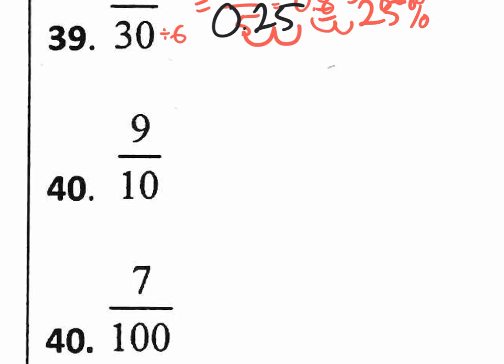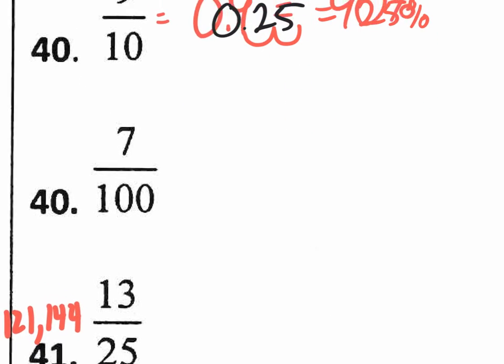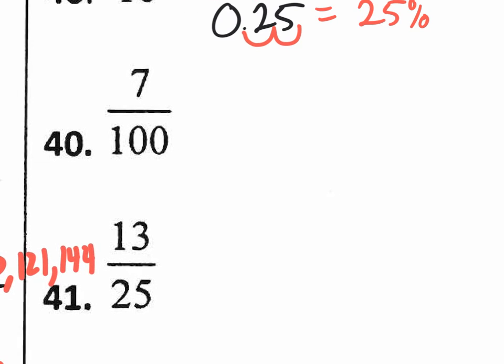9/10. Convert that to a decimal. 0.9. If you just listen to it, 9/10. This is in the tenths position. You read it the same way, 9/10. Okay, and as a percent? 90%. All right.